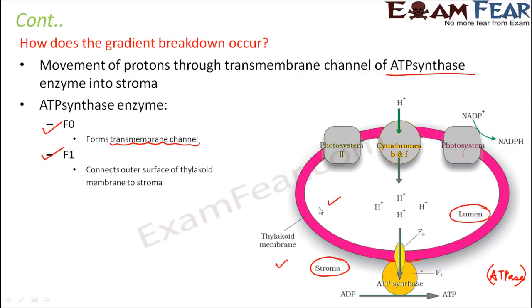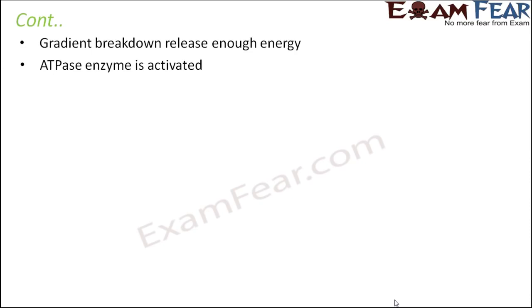And during this breakdown of the gradient, a lot of energy is released, and that is when ADP gets converted into ATP. When so much energy is released, this energy helps in the phosphorylation of ADP to form ATP, because in ADP you just need to add inorganic phosphate to form ATP. So this gradient breakdown will release enough energy.